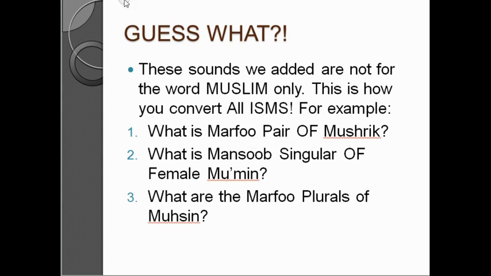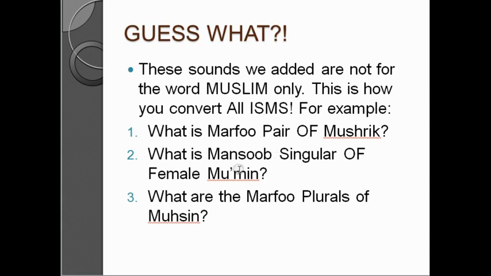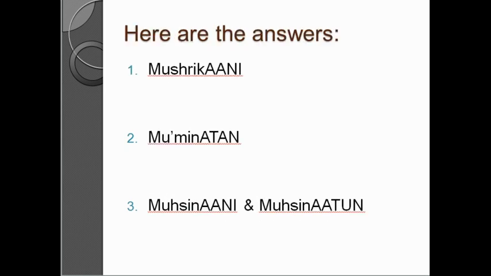What is the marfu pair of mushrik? Marfu is the status, pair is the number. So for marfu you have to add un, mushrikun. Since it is pair, it will be mushrikani. Am I right? Yes, mushrikani. Female mansub, female mu'min, mansub singular. For mansub we have to add an. Since it's singular, it will be an. So mu'minatan. Where is this ta from? Because it is feminine, female.